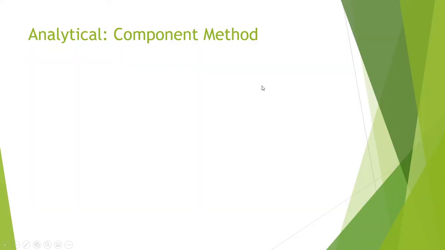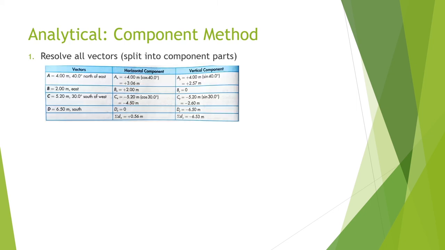Analytical, the component method. Let's proceed. First, you resolve all the vectors. This sample is on page 40, you can check. First, resolve all vectors. Split them into component parts. That's what resolving means. So we have 4 vectors, A, B, C, and D. This is resolving them. We split them into horizontal and vertical, into X and into Y.